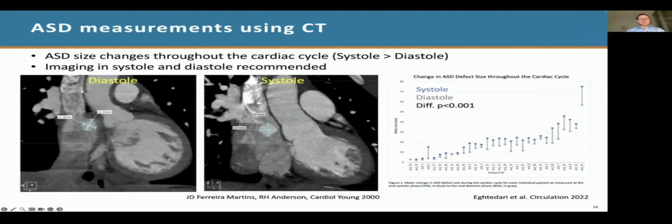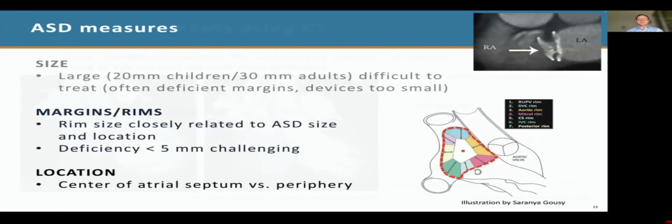Okay, talking about the size of the ASD, it is important to mention that we should always measure the ASD in the systolic phase, as ASDs appear larger in systole compared to diastole. You can see it here on the images. On the left, we have the diastole. On the right, we have the systole, and the ASD is larger in the systolic phase, and here's the corresponding study showing the same results. This is comparable to other measurements, for example, that's why we also measure our aortic annulus in the systolic phase.